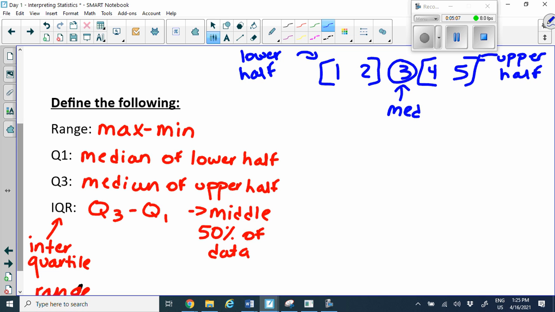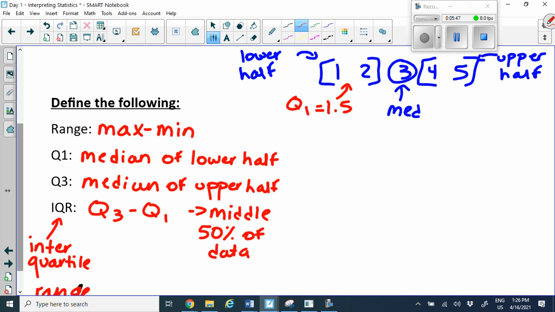Now to find this, notice we have an even amount of numbers in our lower and upper half. So Q1 is going to be the median. Remember, in order to find the median, it needs to be in the middle of all of your data points. So for the middle of 1 and 2, what we have to do is take the two middle numbers, add them together and divide by 2. That's how we would find the median of our lower half, and that's going to be represented as our Q1. So here we do 1 plus 2 gives us 3, divided by 2, that gives us 1.5.